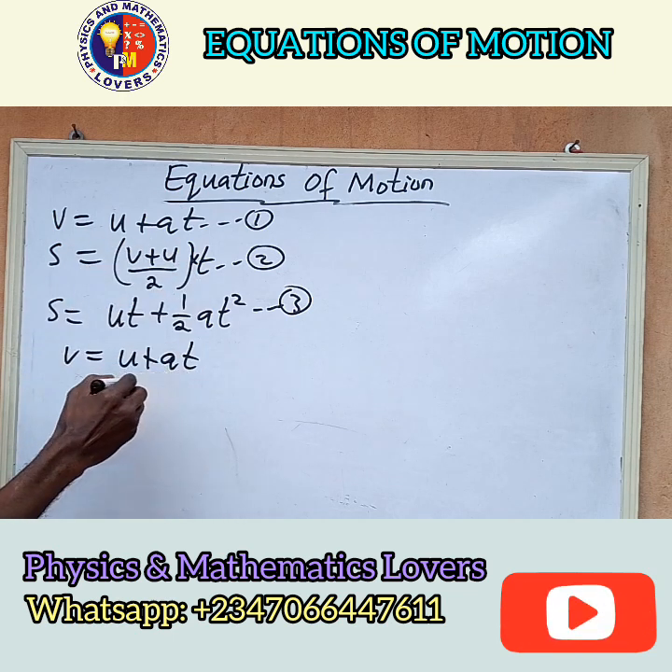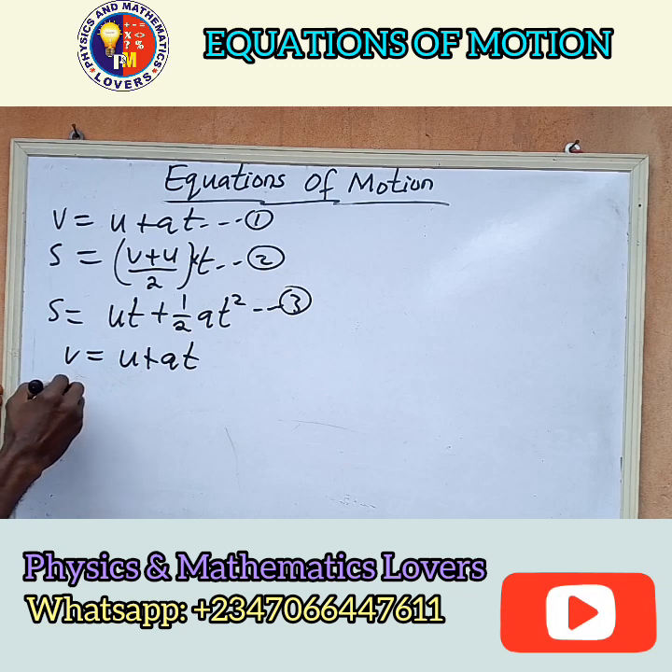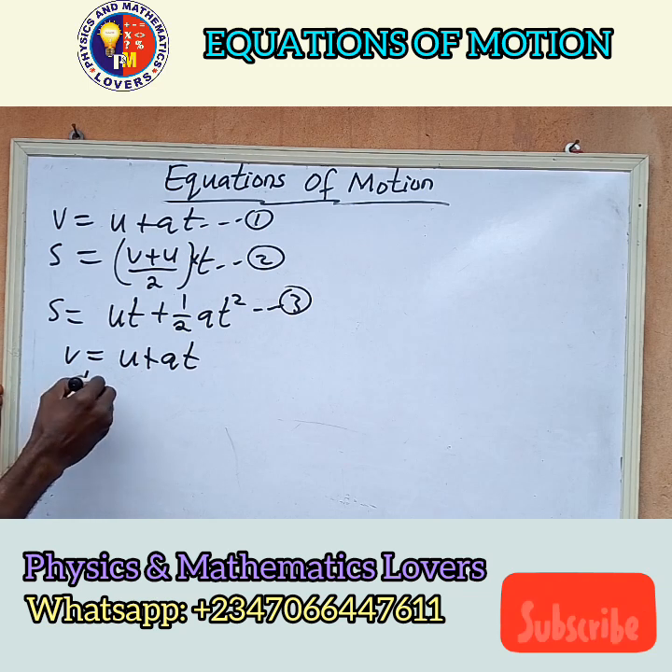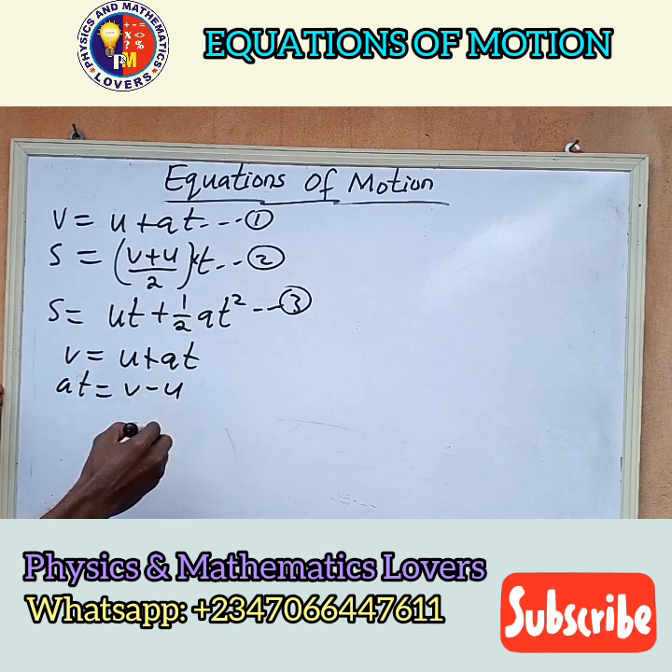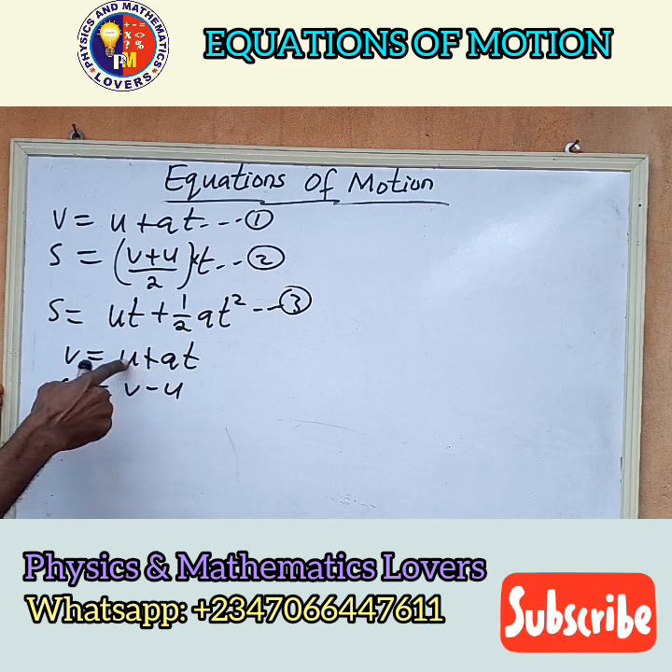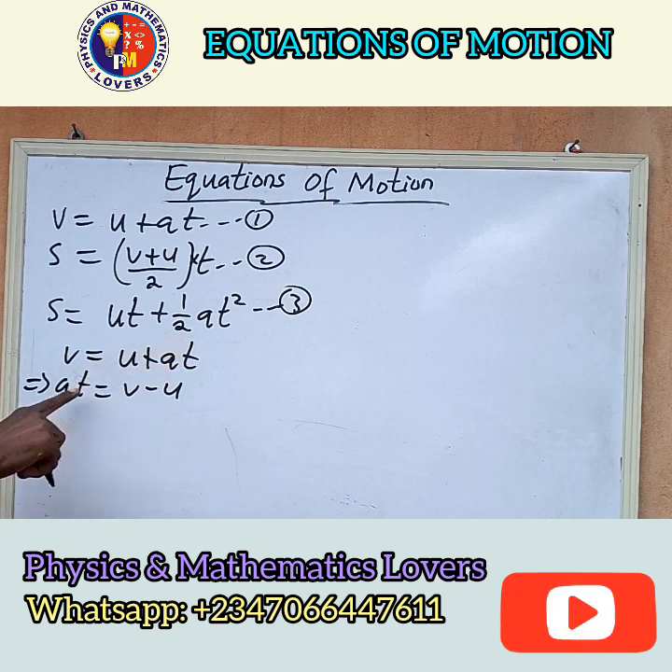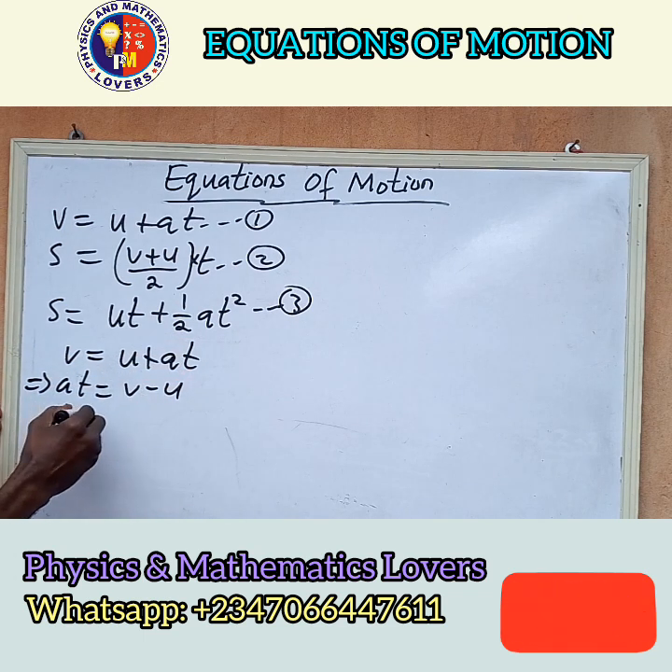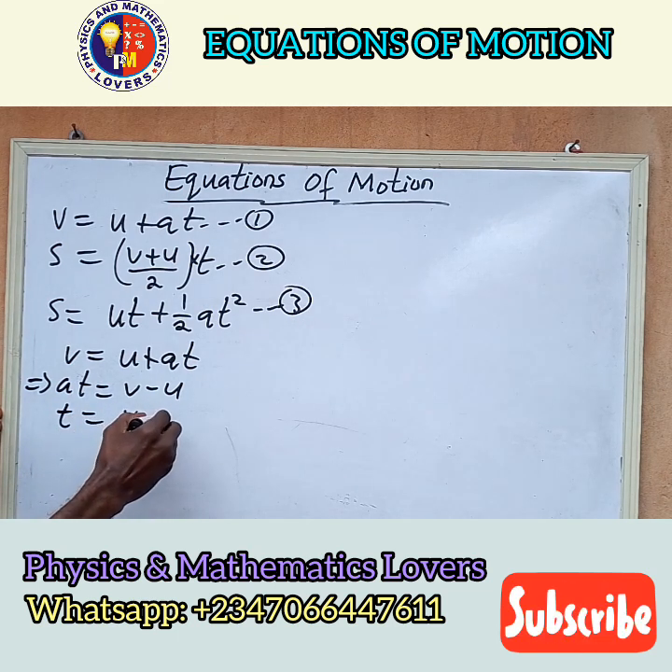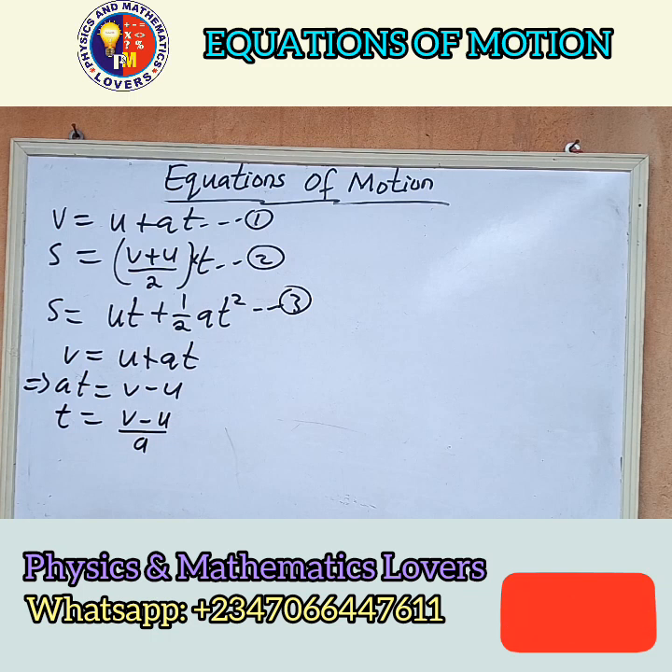So if I want to get t, this implies that at is equal to v minus u. Alright, so just move this one to this side and change the sign, so change the direction. So now I can get my t to be equal to v minus u all over a. Good. So now let me plug this into our general distance formula.